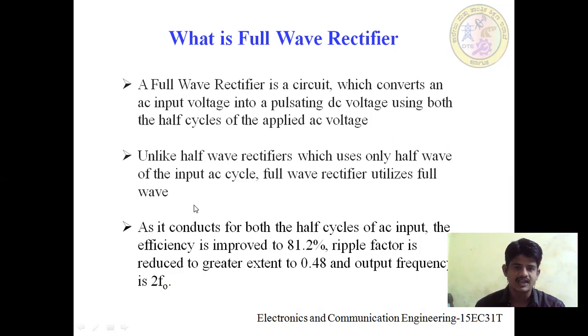So as I already told, it is utilizing both the half cycles. As it conducts for both half cycles of AC input, the efficiency is improved to 81.2 percent. Ripple factor is reduced to a greater extent to 0.48, and output frequency is 2f0. 2f0 means double the input frequency.